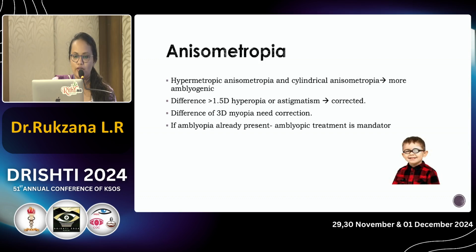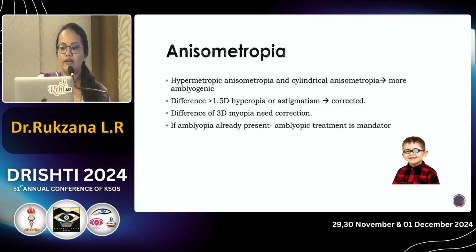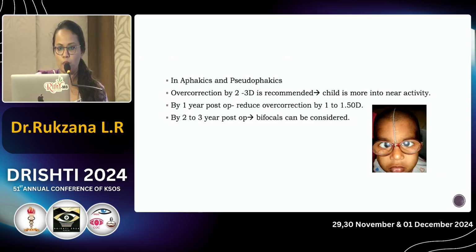Anisometropia. Hypermetropic anisometropia and cylindrical anisometropia are more amblyogenic. A difference of more than 1.5 diopters in hyperopia or astigmatism needs to be corrected. But in myopia, a difference of more than 3 diopters needs correction. If amblyopia is already present, amblyopic treatment is mandatory.